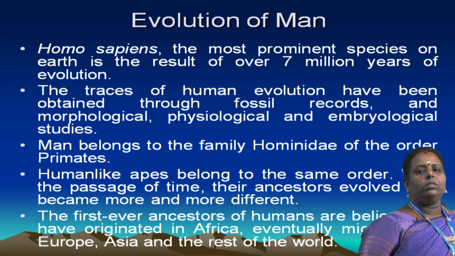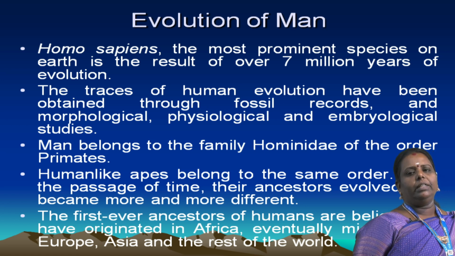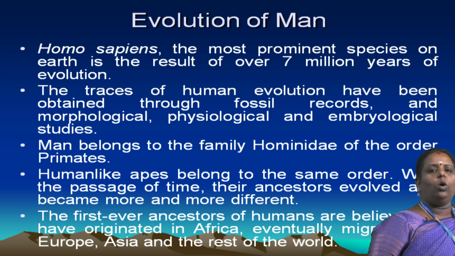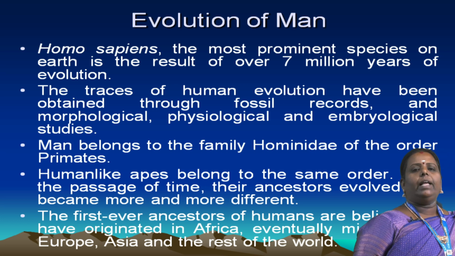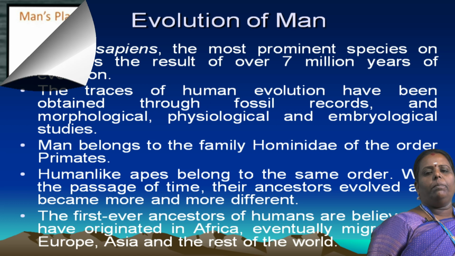The first ever human ancestor is believed to have originated in Africa, eventually migrating to Europe and Asia and the rest of the world. They spread. Even now most of the people in Africa look very dark. After that came the formation of Asians. Right now we are also living in the Asian form.